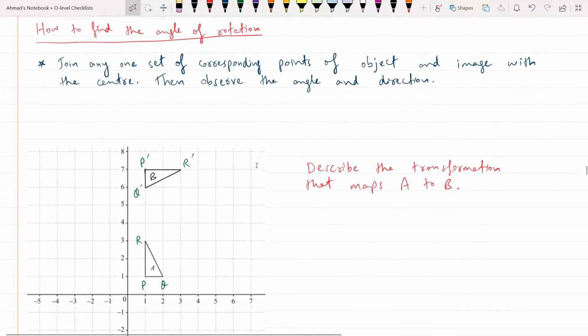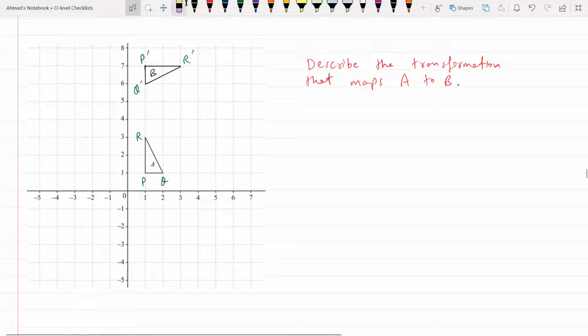So for instance, let's say you have this figure here. Okay, so you have to describe this transformation that maps A to B. How do you figure this out? Now, it could be a reflection, it could be a rotation, although it does look like a rotation, to be honest, but let's just verify. How do you verify that? You join corresponding points. तो corresponding points को उसी तरह आपने mark करना है जो मैंने पहले बताया, angles देख लें और longest side, shortest side देख लें.